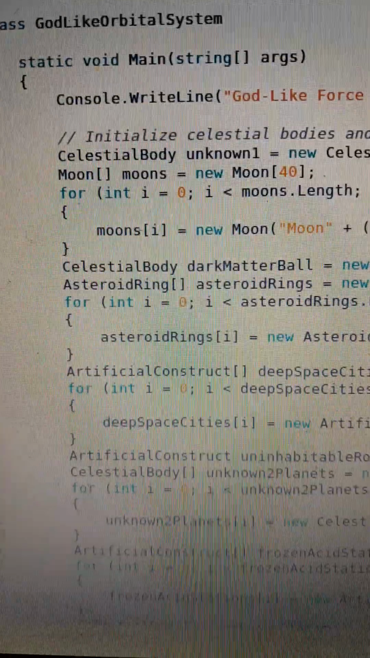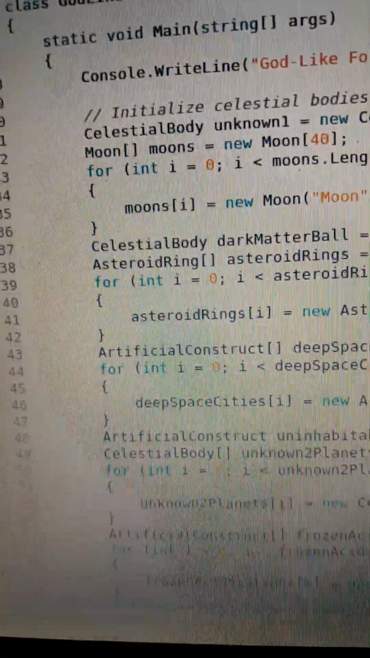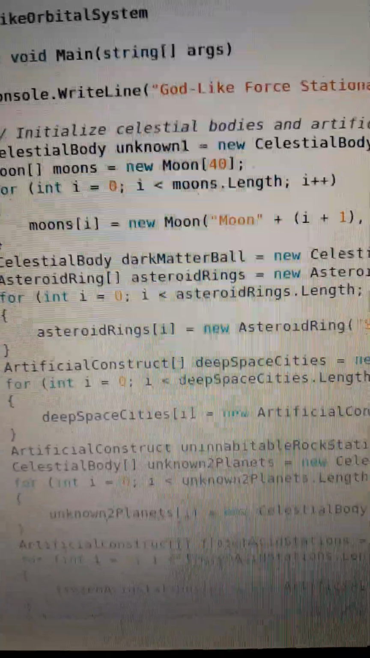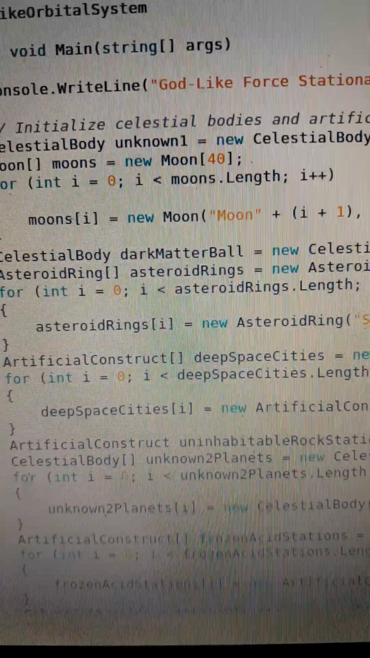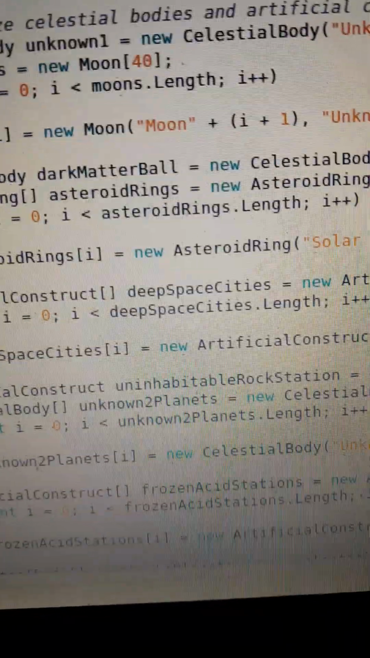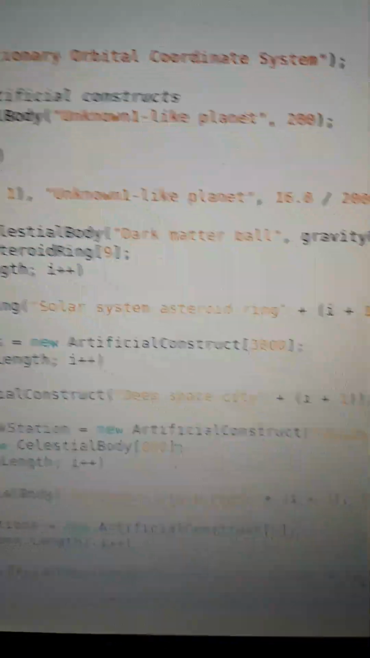Class GodlikeOrbitalSystem would be a coordinate line which says that godlike four-station orbital systems are a celestial body. Unknown, which would be a 7 to 9, 4831, 489, 6785 for a celestial body. The celestial body moves back, not forward, so therefore the unknown-like planet is 200. Right over here, as you see, the unknown-like planet is 200 because of the celestial body, which is unknown in that direction. Not from the left to the right, but from the right to the left.